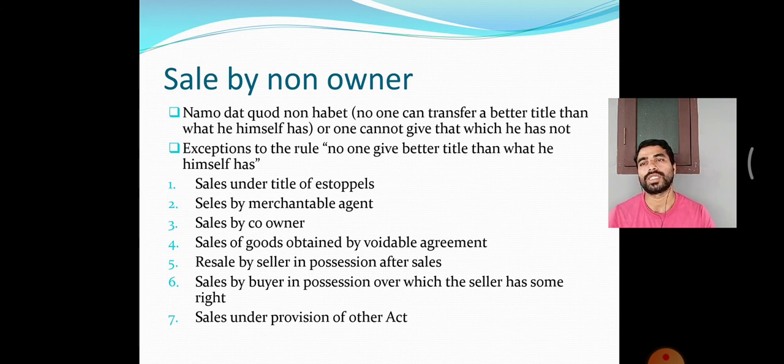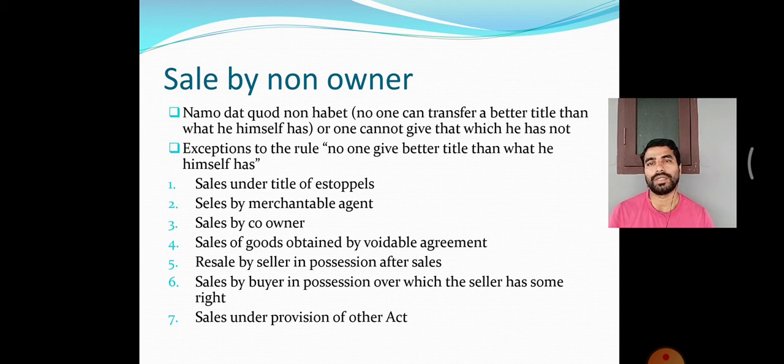Number 2, sales by mercantile agent. No need to say, there are different mercantile agents like a commission agent, brokers, factors, etc. When transfer of sales happens through a mercantile agent, there is no problem at all. Sales by co-owners. Say there are two owners for a single property, then co-owners also can sell it. Then sale of goods obtained by voidable agreement.